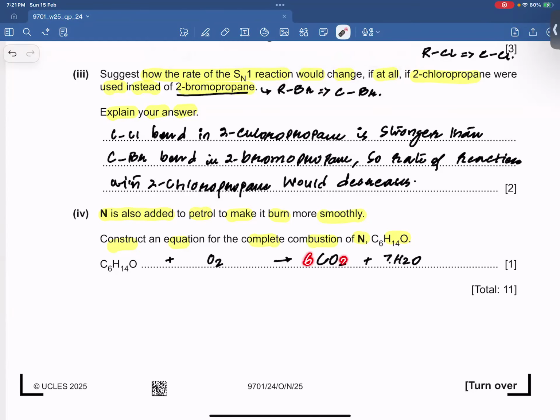Count how many oxygen atoms. 6 times 2, 12. 12 plus 7, 19. So put 9 here. So 9 times 2, 18. 18 plus 1, 19 oxygen. Okay. That's the balanced chemical equation.